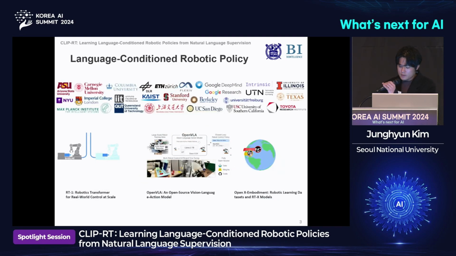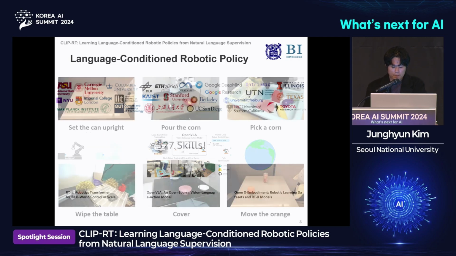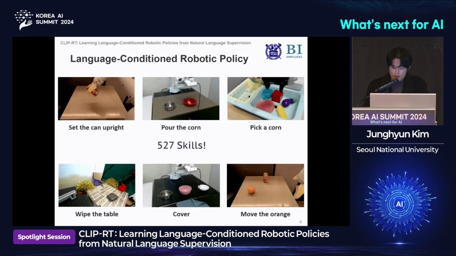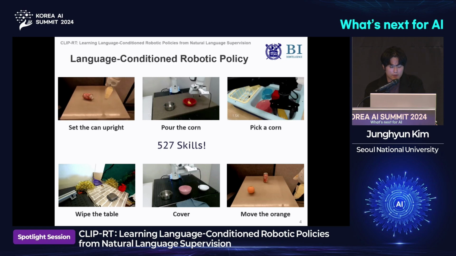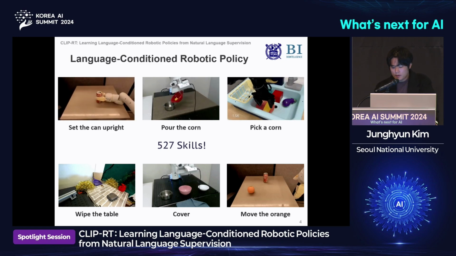Several groundbreaking works have been developed in this domain, such as RT-1, Open X-Embodiment, and the current state-of-the-art model, OpenVLA. These models, built on transformer architectures, are trained on the Open X-Embodiment dataset, which is the largest vision language action dataset to date. Impressively, these models can perform a wide range of tasks, performing 527 distinct skills, which is undoubtedly remarkable.